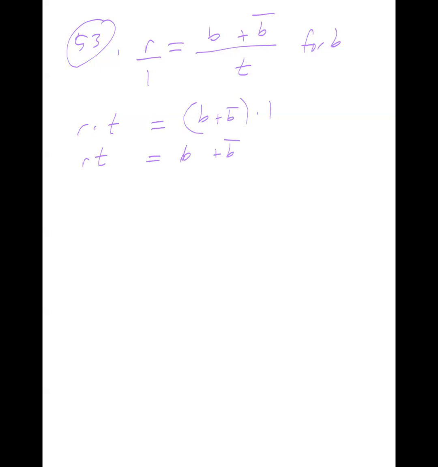Now we have to solve for B, but remember the B with the bar over it is not a B. We only need to get the regular B by itself. So if I subtract the B with the bar over it to the other side, RT minus B bar is equal to regular B. So RT minus bar B is equal to B.